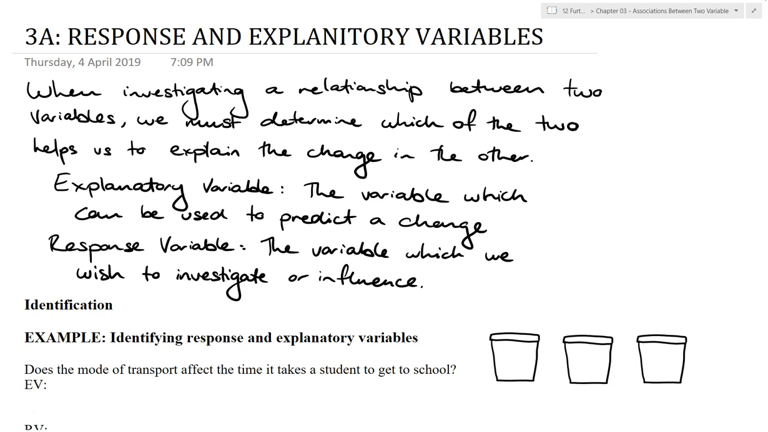The phrases we use for explaining the relationship between two variables are explanatory variable and response variable. The explanatory variable is the one that helps us to predict a change in some other variable, and the other variable is the response variable. There are lots of ways to think about it. The explanatory variable explains the response of the response variable. The explanatory variable predicts the response variable. We use the explanatory variable to explain a change in the response variable.